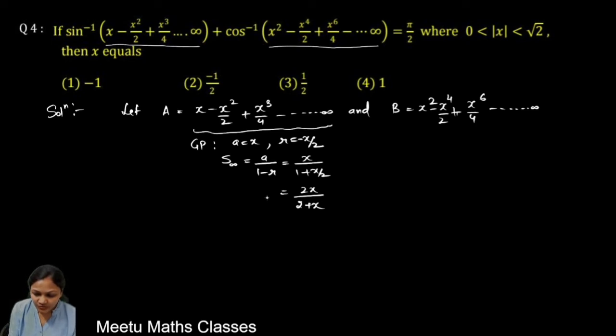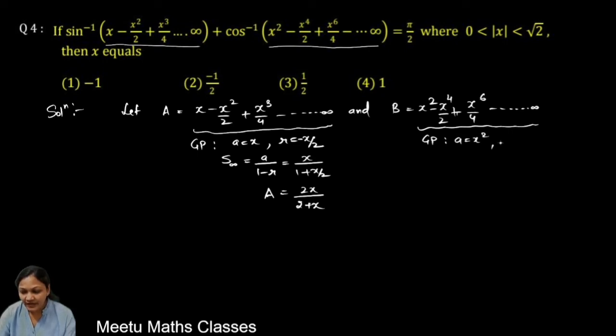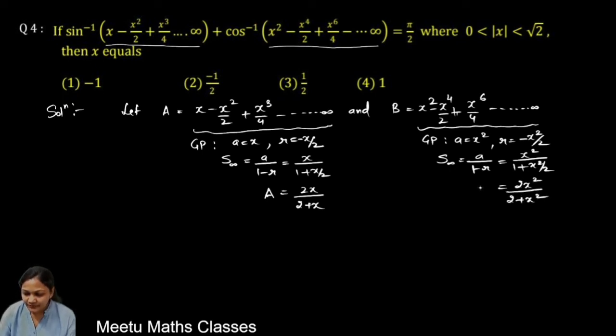So your a is this. Similarly, if you consider b, observe b is also a GP with first term x square and common ratio minus x by 2. The sum of infinite terms of a GP is a upon 1 minus r, and that is x square upon 1 plus x by 2. So this will give you 2x square upon 2 plus x, and this is your b.